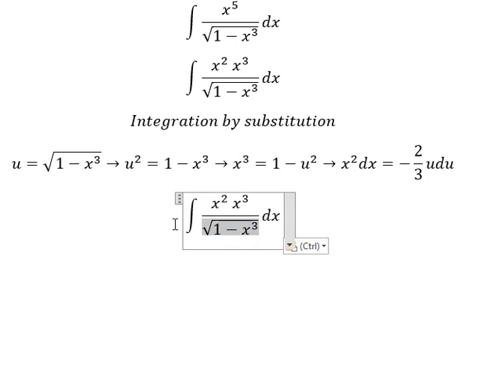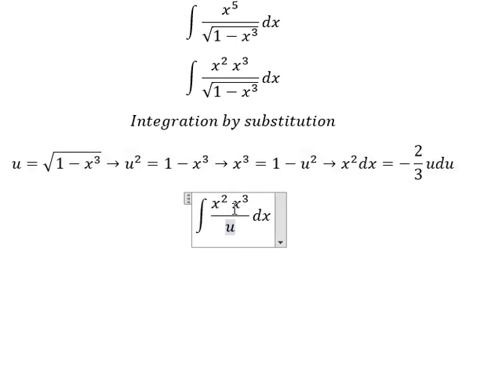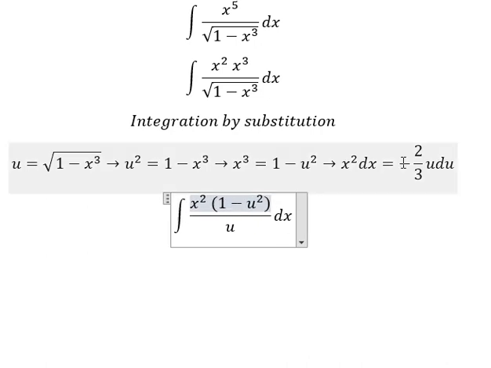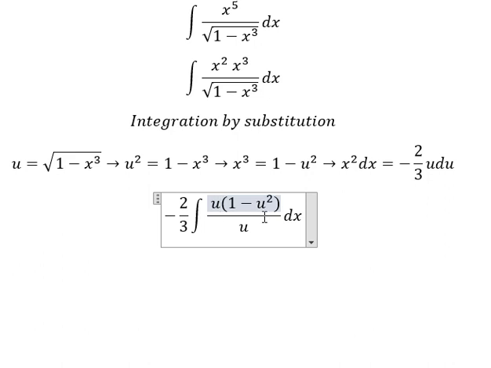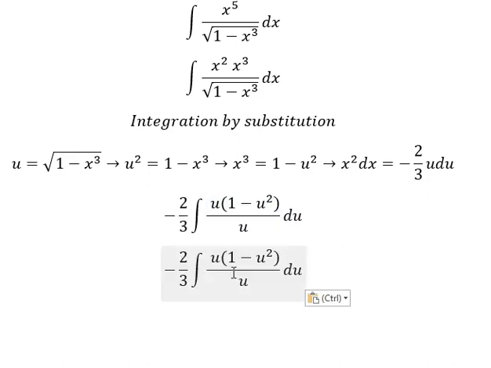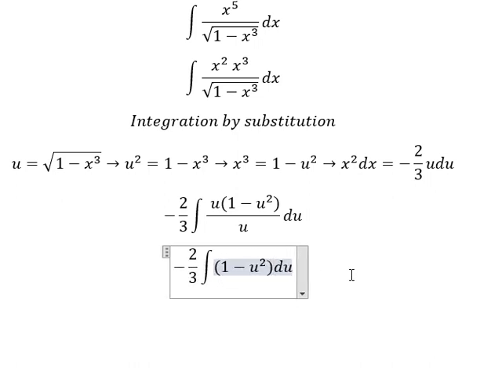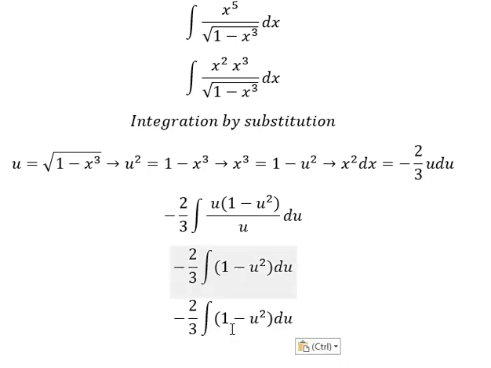The square root is u. This one with the s we change to 1 minus u squared. S squared ds we change to this one. Next, u and u we simplify. And now we have the final answer.